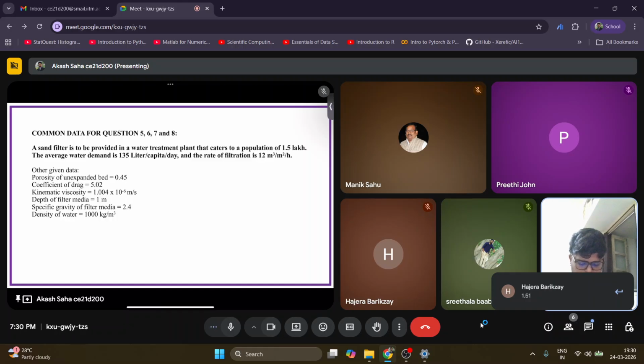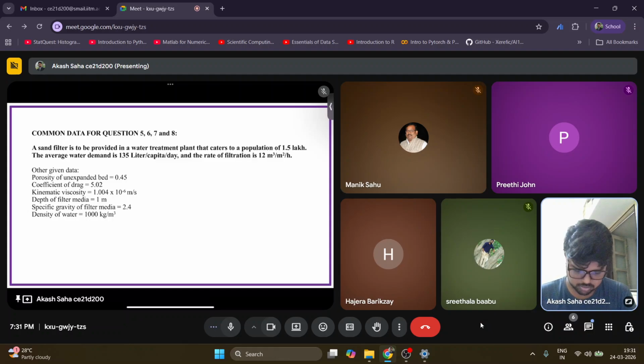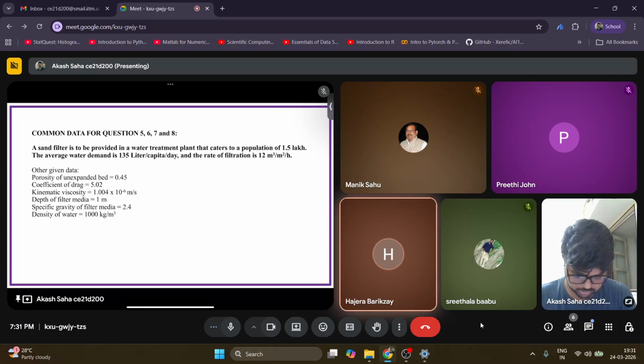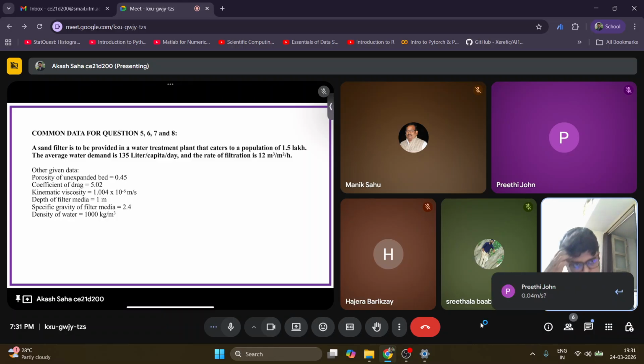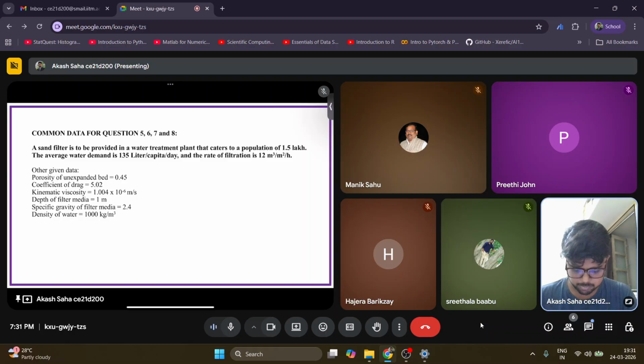1.51. Is it 1.51? I don't think so. Do we have to change the diameter from millimeter to something else, or should we keep it? Yes, you should change it to meters ideally. Everything, otherwise your final answer will be wrong. Yeah, I think you should change it. 0.04, this is in meter per second. Yes. So actually you will get 0.0487 in meter per second.